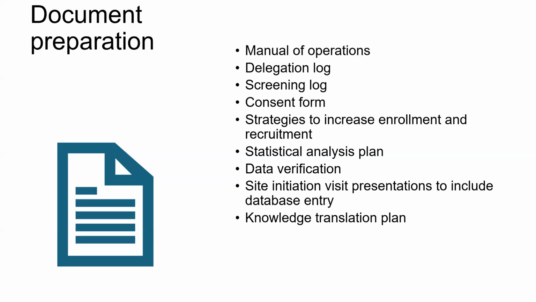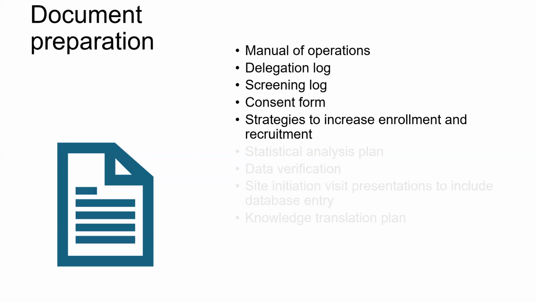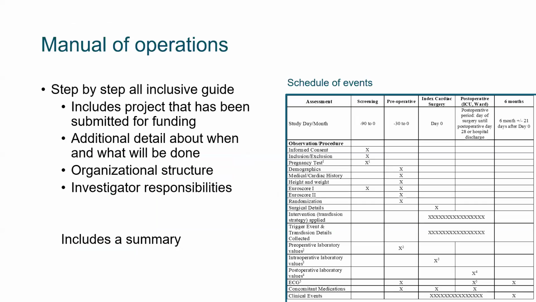Consider what strategies you're going to use to increase enrollment if enrollment is poor. Anticipate poor enrollment. Consider how you're going to analyze that data in the statistical analysis plan, ensuring there is accuracy of what has been entered in the database, so a data verification plan. And as you're about to start, the site initiation visit presentation, as well as a knowledge translation plan. So I'll first start off with what I consider the crux of a clinical trial, those first five documents.